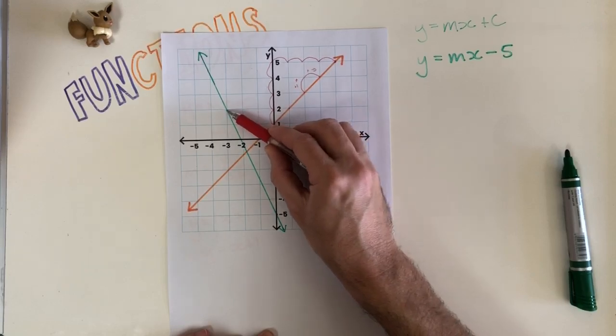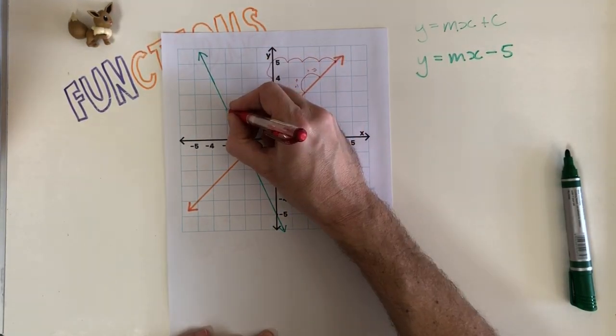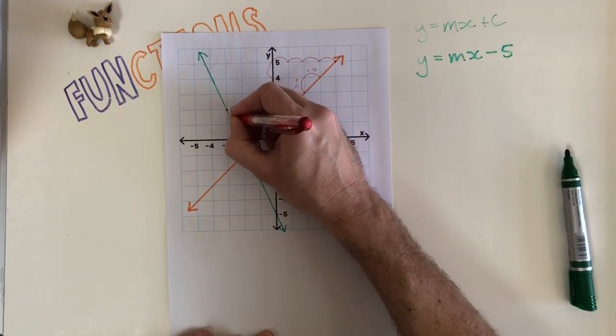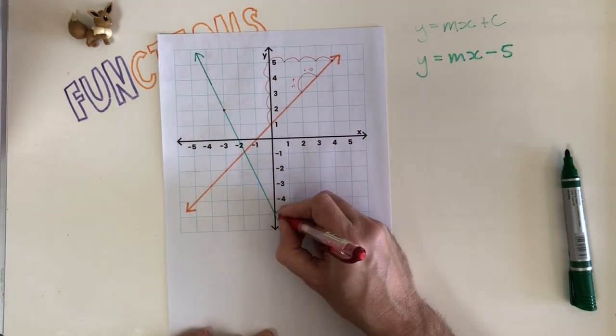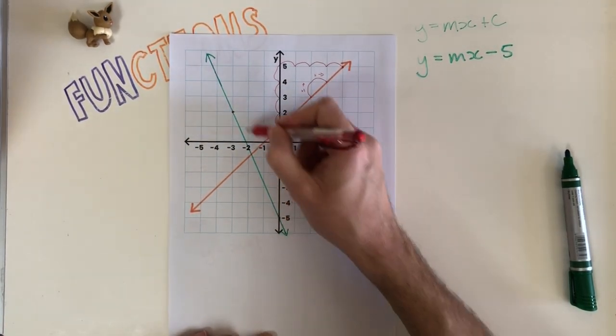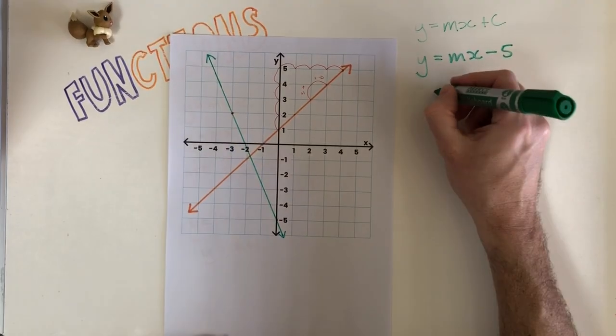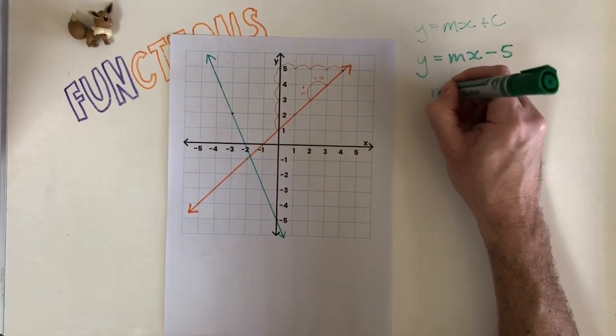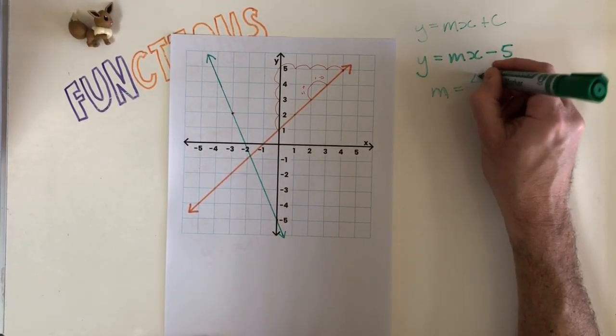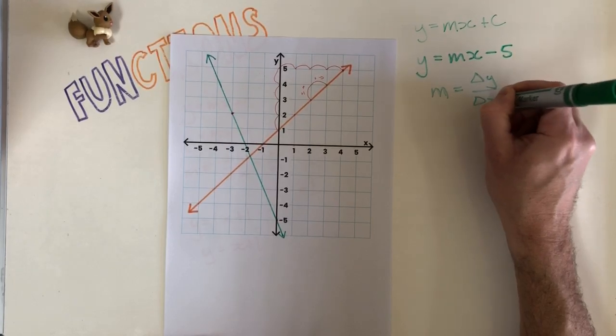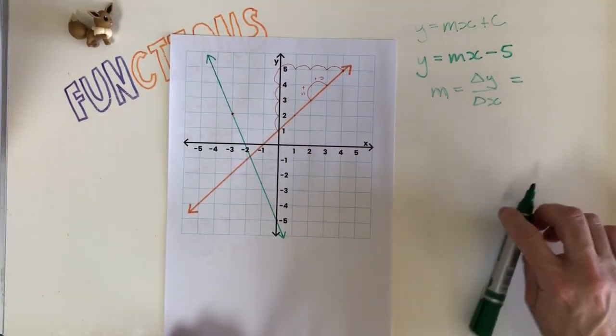Oh, that's going to work very nicely, because if I go down there, I can see these are integers. So basically, I'm going to have to get from here to there. So for my gradient, it would be the change in y over the change in x. And let's do y first.